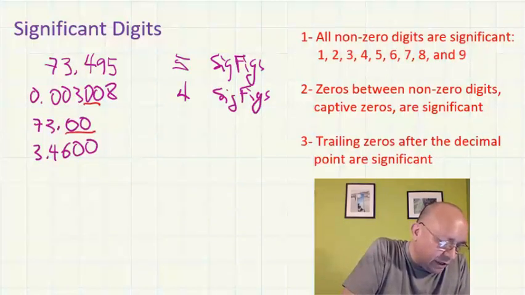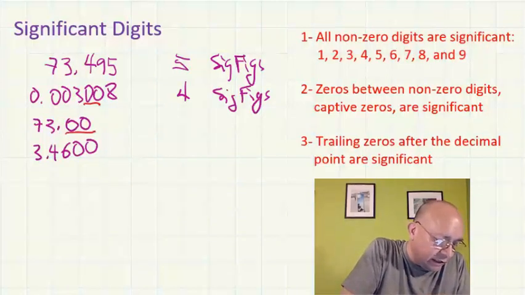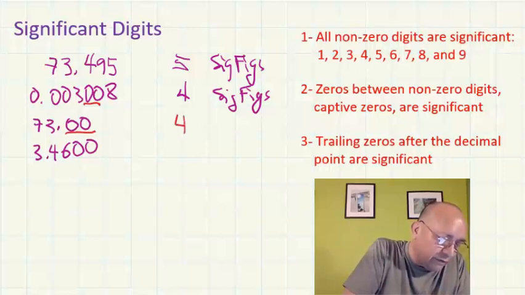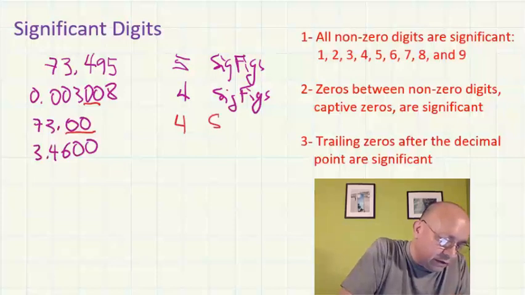So here we have 7, 3, two significant digits, and the zero, and these two zeros. So we have 4 significant figures in this number.